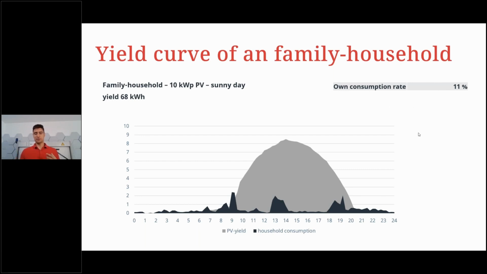And this own consumption rate is a very important term with regard to sector integration, because it tells you how much of the energy actually is used. So only 10% on this sunny day is used in the household consumption, and the other 90% is not used and is either fed into the general grid, or in the worst case is not used at all.